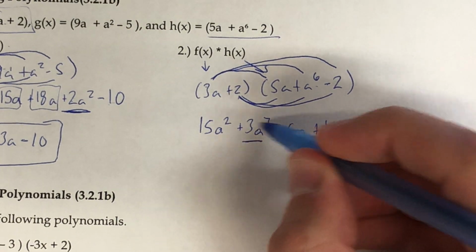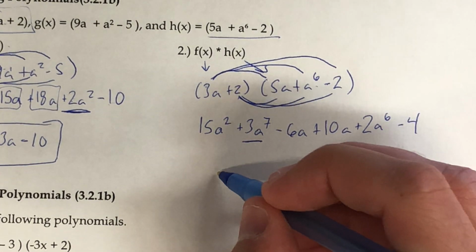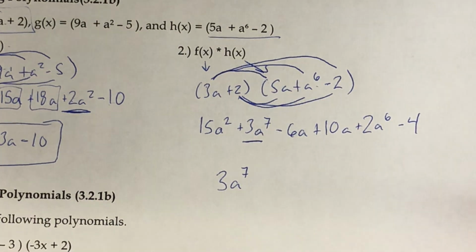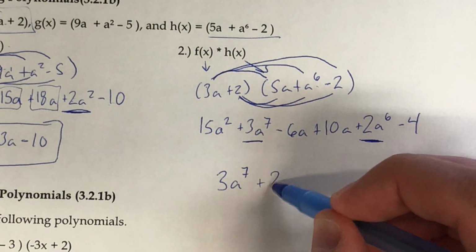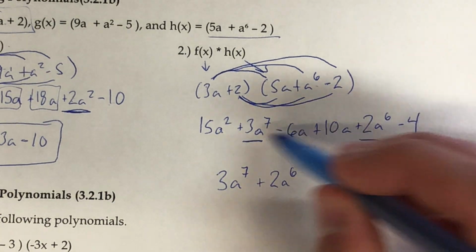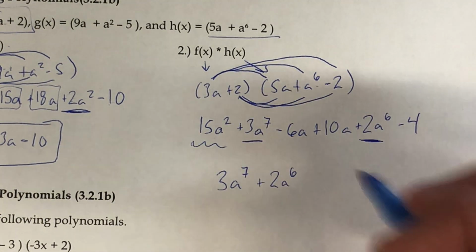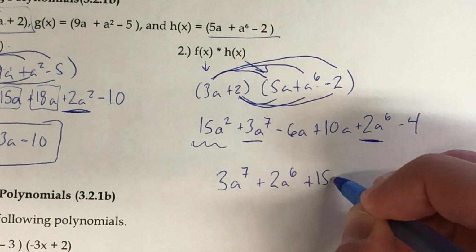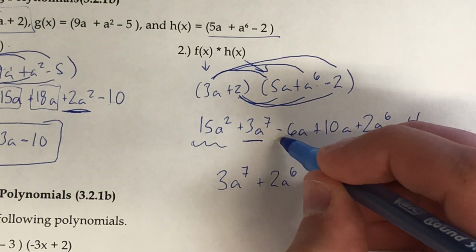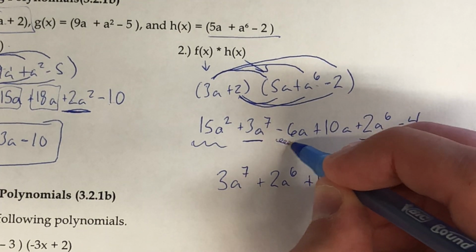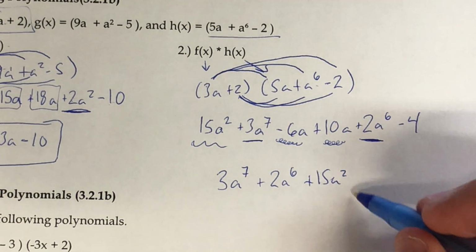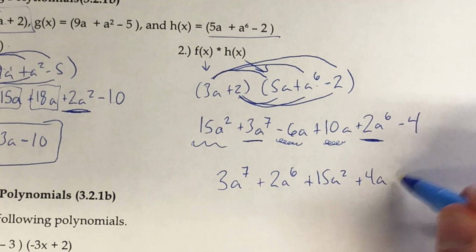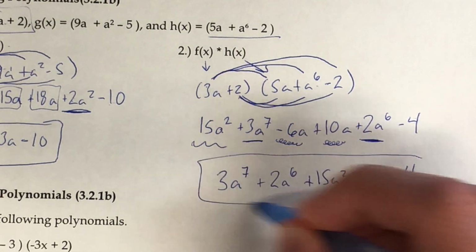So we have 3a to the 7th. No other a's to the 7th, so we're good there. We have 2a to the 6th. No other a's to the 6th, so we're good there. Moving on, we have 15a squared. No other a squareds. We have negative 6a and 10a. Negative 6 plus 10 is 4. And then we just have that negative 4 at the end. And there we go.